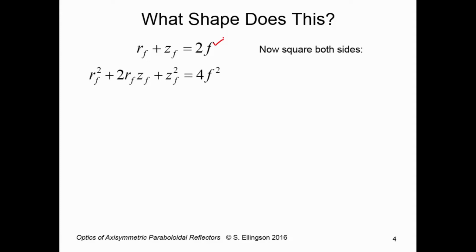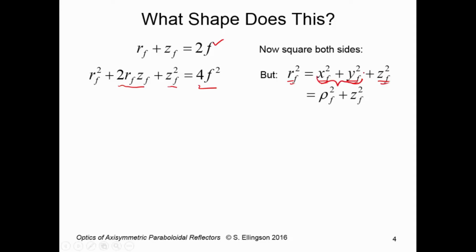If we square both sides of that equation, we get on the left r sub f squared plus 2 times r sub f times z sub f plus z sub f squared. And on the right, we get 4f squared. We know from the geometry of the problem, and this is a very simple Pythagorean relationship, r sub f squared must be x sub f squared plus y sub f squared plus z sub f squared. And furthermore, this here is the radial dimension, which we've been calling rho, so we might as well call it rho sub f squared, and then here's z sub f squared. So we can rewrite r sub f squared as rho sub f squared plus z sub f squared.